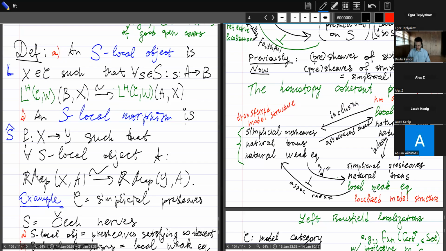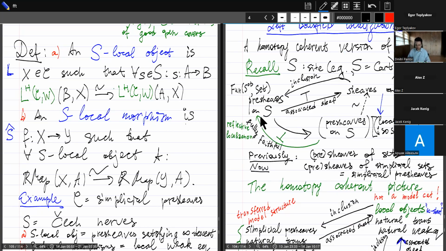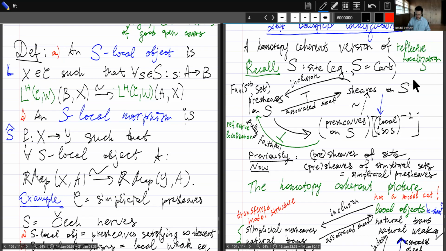All right, great. So last time we discussed left Bousfield localizations, and let's briefly recall what this is. The prototypical example would be you have a category of pre-sheaves on some site S, pre-sheaves of sets. Inside the category of pre-sheaves, you have the category of sheaves of sets, which includes the category of pre-sheaves. And this inclusion has a left adjoint, which is known as the associated sheaf functor.